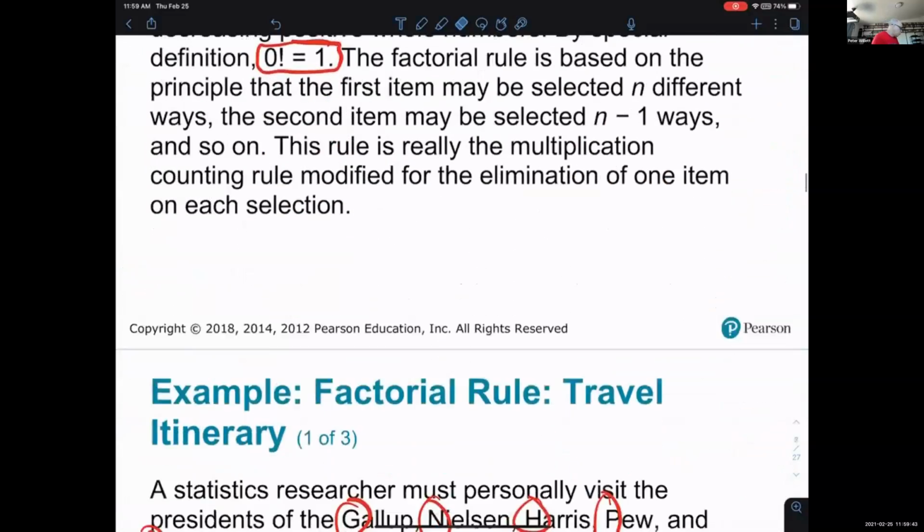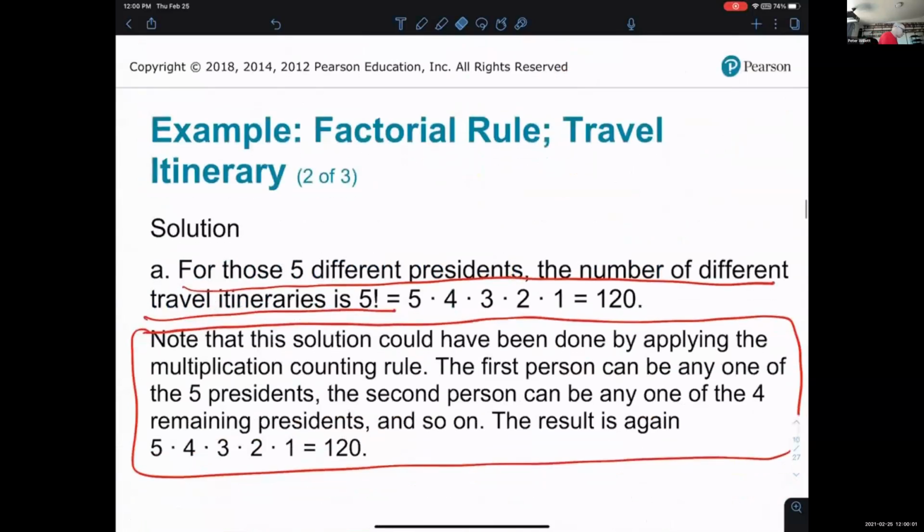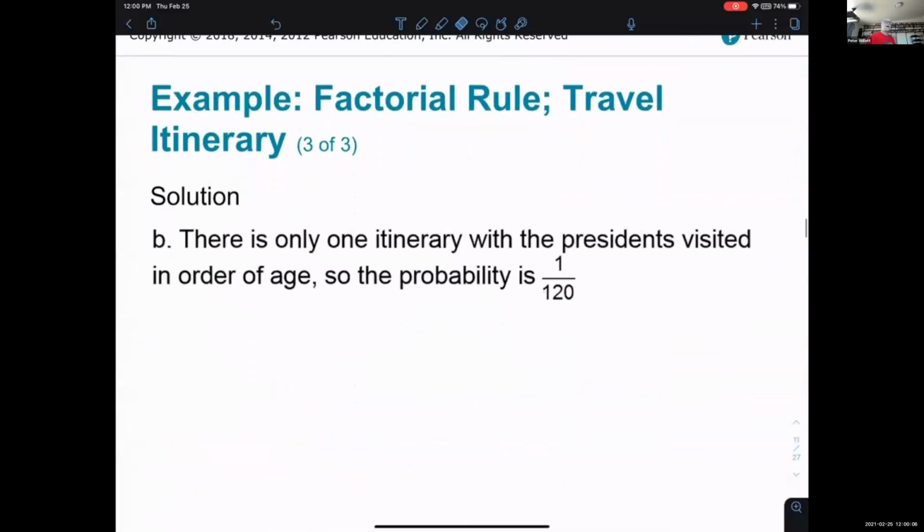So because when you are doing your itinerary, you have to choose these 5 things and the order matters and you're not replacing them because you're not going to visit one more than once, that's what tells you structurally that this would be a 5 factorial calculation. Let's see what their third slide looks like. And so then, of course, the last part, as we said, was to do the probability of picking a particular one of those 120 results would be 1 out of the 120 choices.